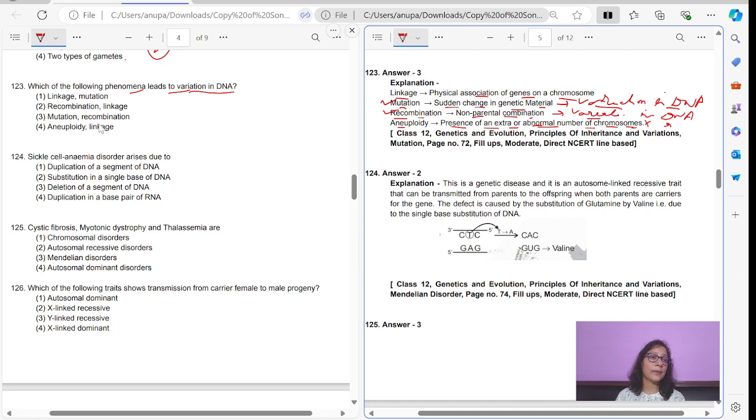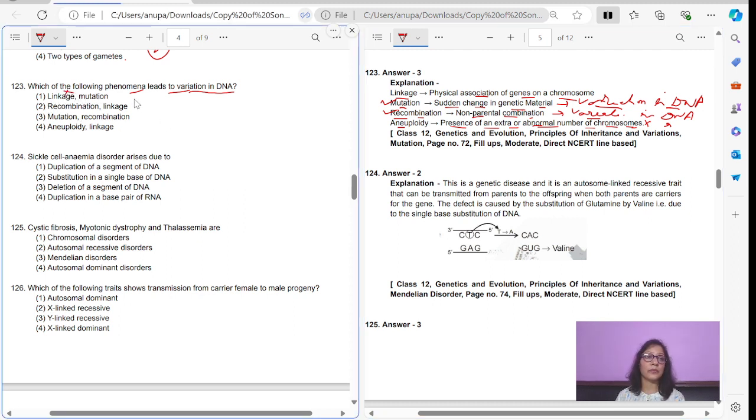So let's see the options. Option 1 is linkage, mutation. Linkage does not create variation, mutation does. Second option is recombination, linkage. Recombination does, but linkage does not lead to variation in DNA. And the third option is mutation, recombination. Here, both phenomena create variation in DNA. And the fourth is aneuploidy, linkage. Here, linkage and aneuploidy both do not create variations in DNA. So the answer for this question will be option 3, mutation and recombination.